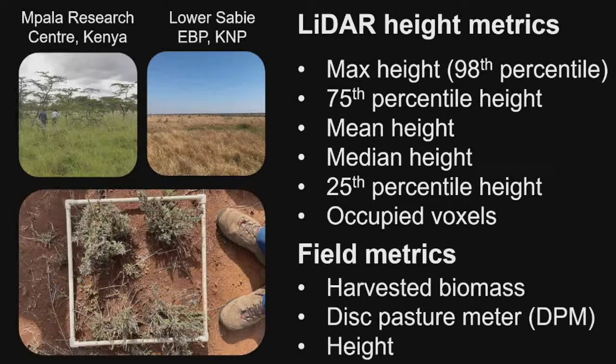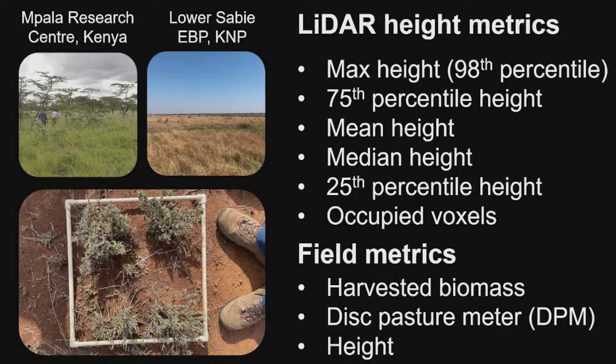And then for the purposes of the talk today, I'm going to talk about field data collected at 2 different sites where we have these LiDAR metrics that we're going to use to ground truth and see how well we can predict grass biomass. So the 2 sites are Impala Research Center in Kenya, and particularly the black cotton soils at Impala, and then the Lower Sabie experimental burn plots here in Kruger.